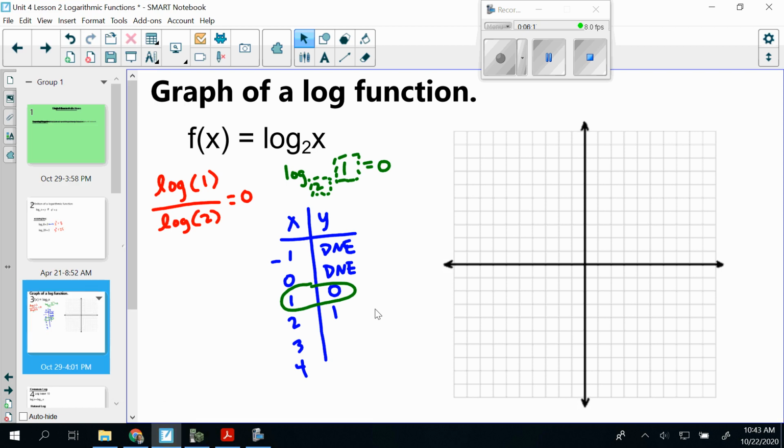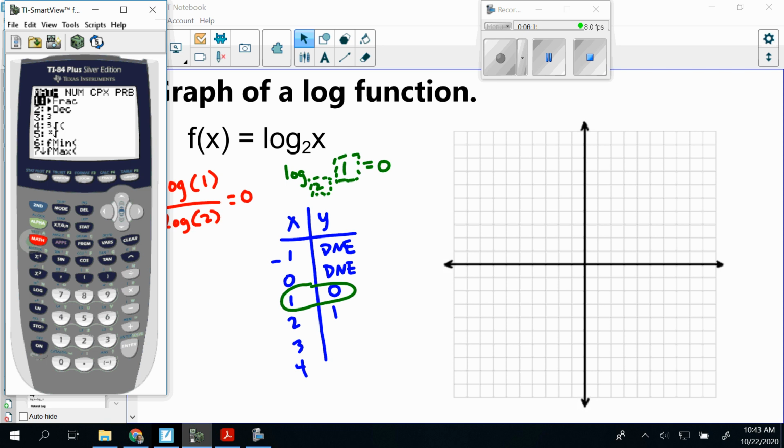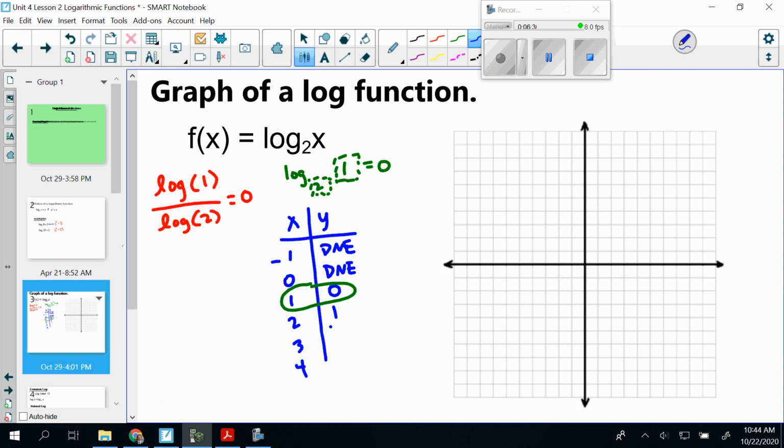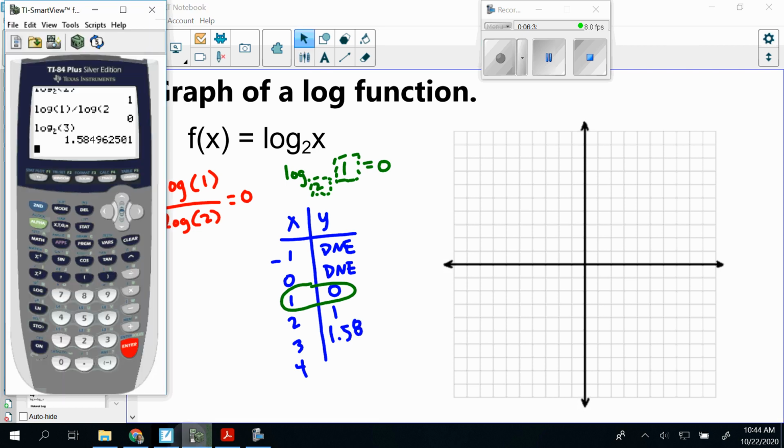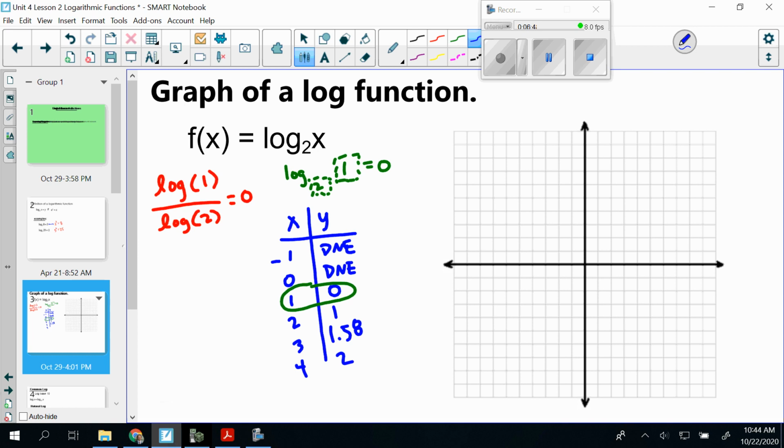Let's finish these last two. If we do log base 2 of 3, you get 1.58. And the last one should give us 2, but just to show you, you got log base 2 of 4, and this should be 2 because 2 squared is 4. All right, so now we'll graph these points out.